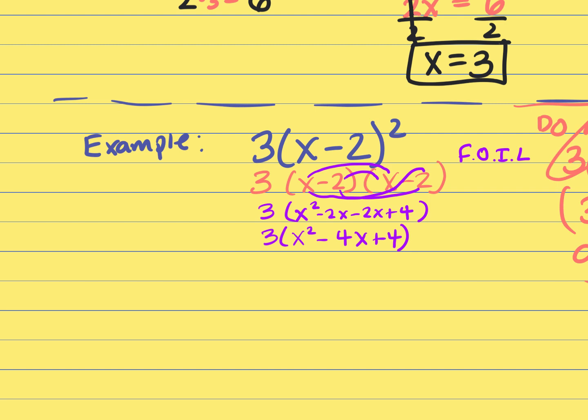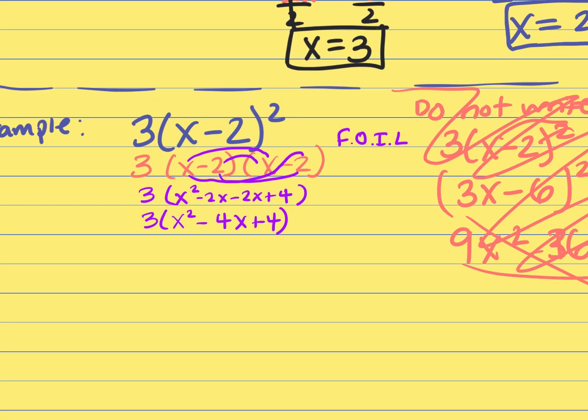Personally, I don't like FOIL. I like the box method. I'll show you the box method right now. But let's finish this. Or actually, let's go to the side and let's do the box method. So you have x minus 2 times x minus 2. Do you guys agree that that's a 2 by 2 box? Because you have 2 terms and 2 terms. So x minus 2 and x minus 2.